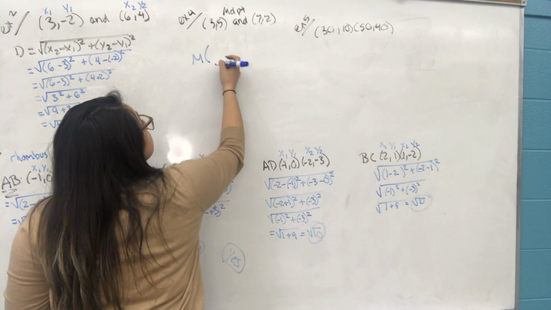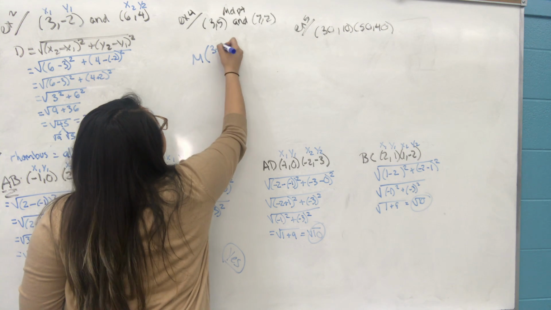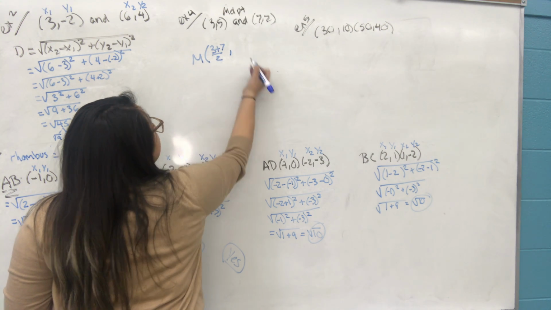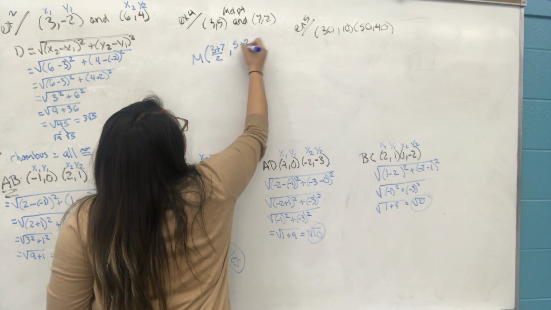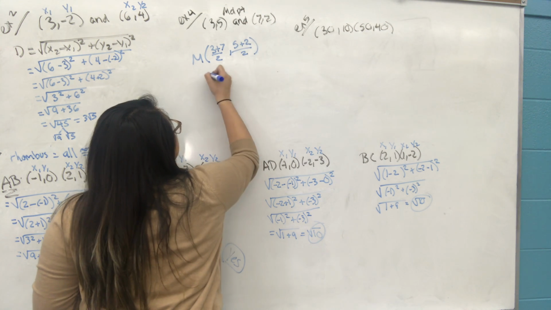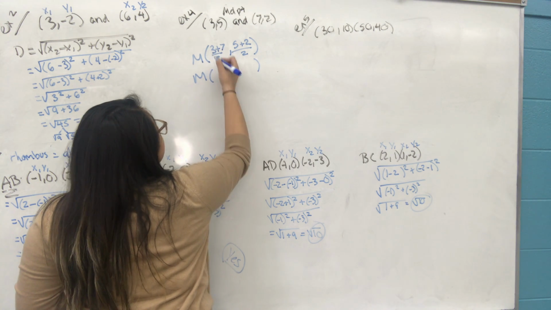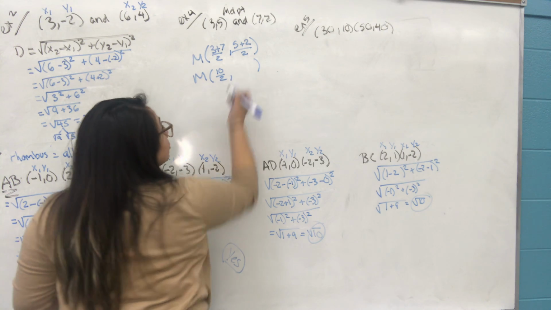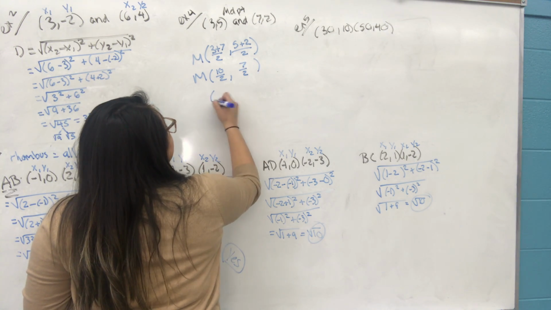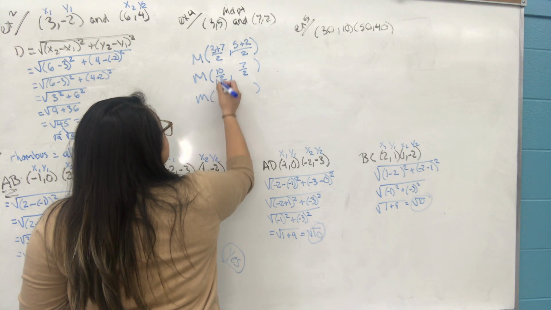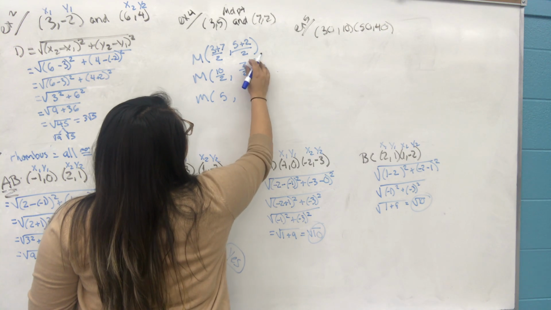To find the midpoint, you add up the x coordinates. You have 3 and you have 7, divide by 2, comma, you add up the y coordinates, that means the second numbers of each one. 5 plus 2 divided by 2. And when you simplify it, 3 plus 7 is 10 divided by 2. 5 plus 2 is 7 divided by 2. And you keep on going. 10 divided by 2 is 5, 7 divided by 2.